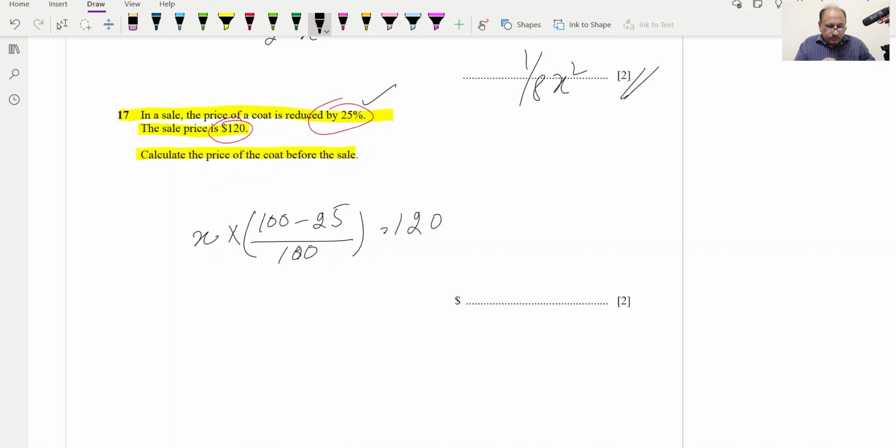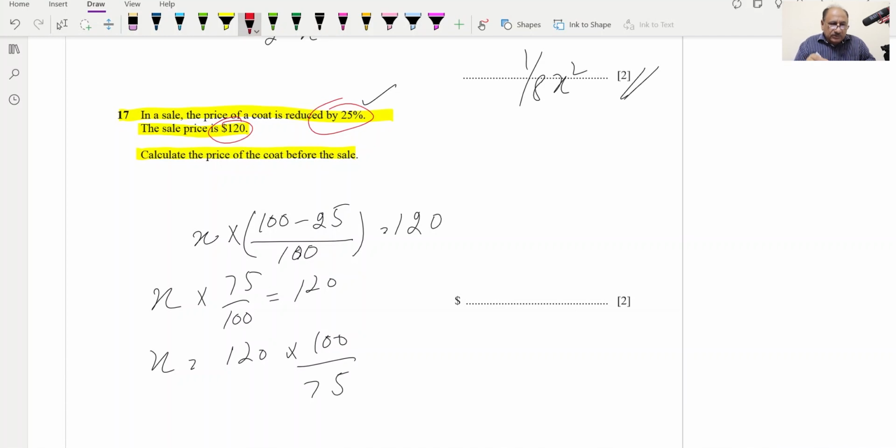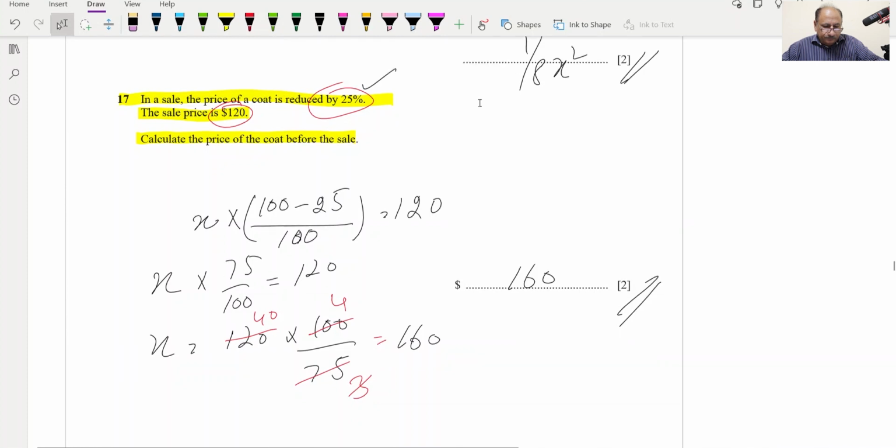Now we can simplify. This will be 75 over 100 and this will be equal to 120, and x will be equal to 120 multiplied by 100 over 75, and we can cancel this. 25 threes are 75 and 25 fours are 100, and 3 fours are 12 and 0, and this will be equal to 160. So 160 will be answer for this part, and this is 2 mark question.